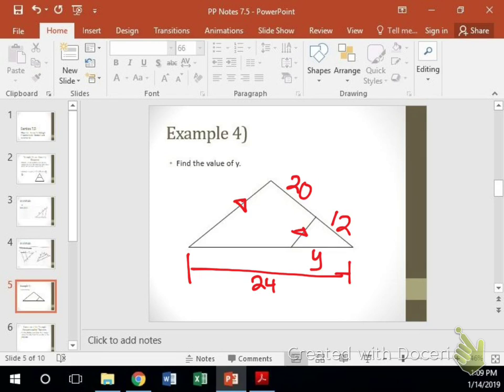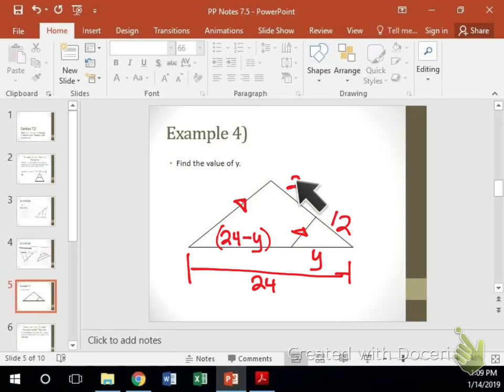Nobody's quite sure how to represent it? If I told you that instead of y, this section were to be, for example, 1. This section's 1. How long would this section be? 23. How'd you come up with that? Subtraction. So it's the same thing. We can represent this by calling it 24 minus y. So that is how we are going to represent that larger chunk on the bottom.